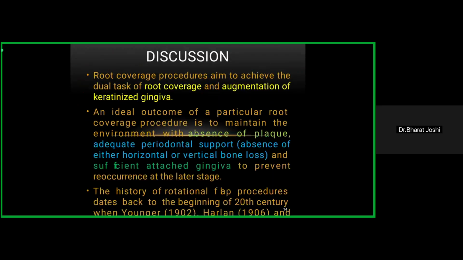Now coming to the discussion, basically root coverage procedures are aimed to provide the dual task of both root coverage, that is recession coverage, and augmentation of the keratinized gingiva. The ideal outcome includes absence of the plaque, adequate periodontal support, absence of horizontal and vertical bone loss, and lastly, sufficient attached gingiva to prevent recurrence at the adult stage. The history of these procedures goes back to almost the 20th century when it was started by Younger.